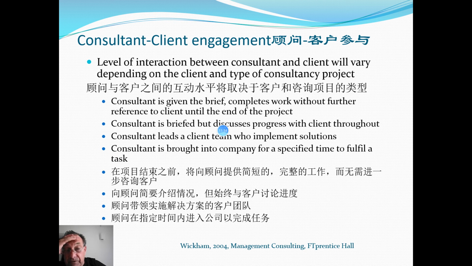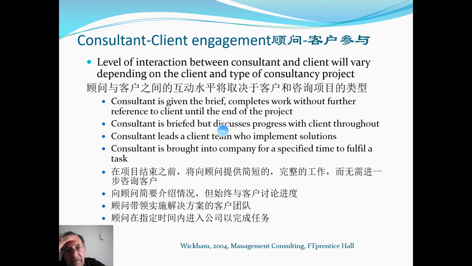This is extremely unusual because you're normally contacting the client to be able to access individuals or groups who you want to carry out research with for the client. So it's unlikely that you'll be at that kind of extreme low end of consultant-client interaction or engagement.